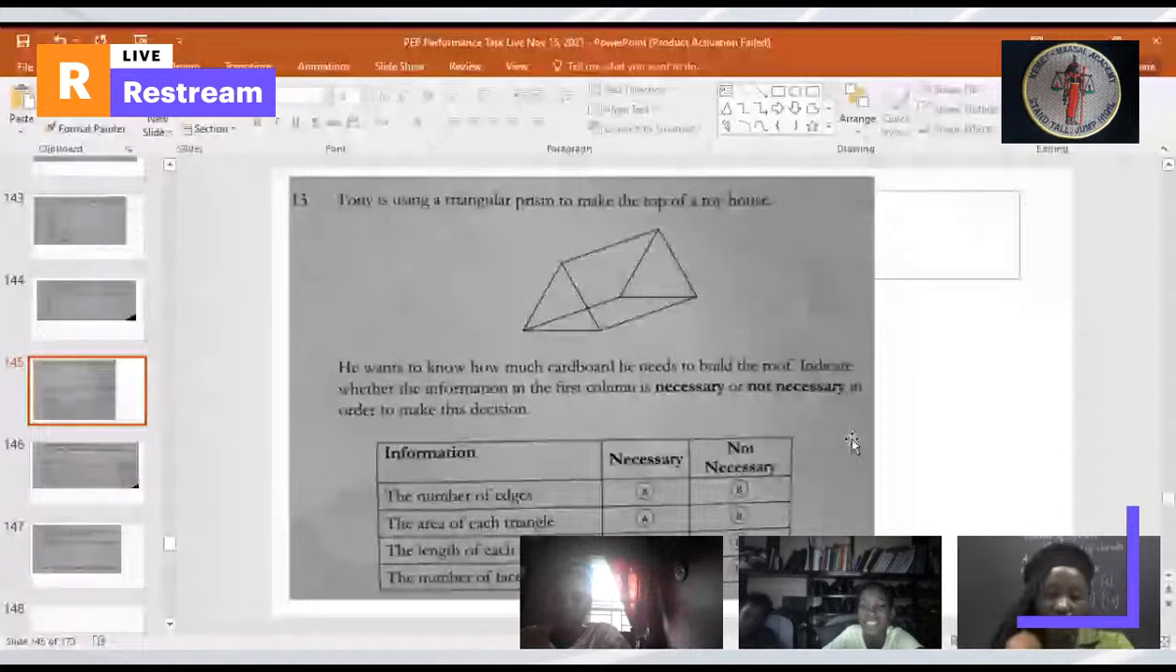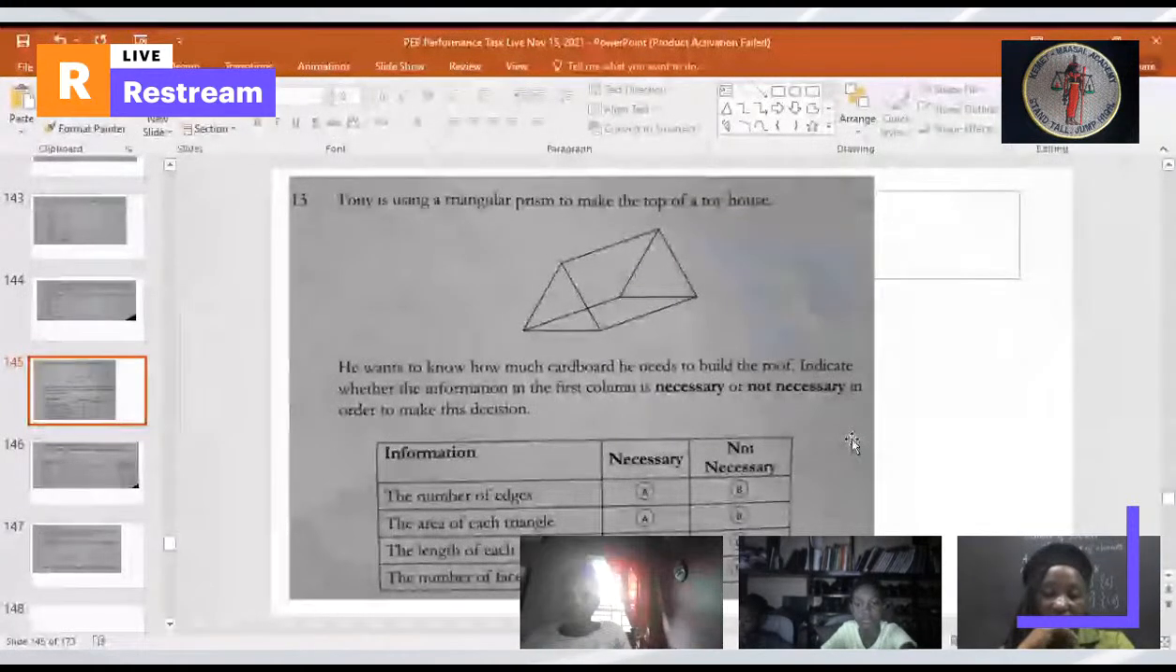It's a triangle. Yes, miss, so the three sides are... And you need to know the number of faces. Right. So I'm thinking he needs to know all of this. Would you agree? If he's going to work out how much cardboard he needs to build the roof, in my logic, he needs to know all of this information.